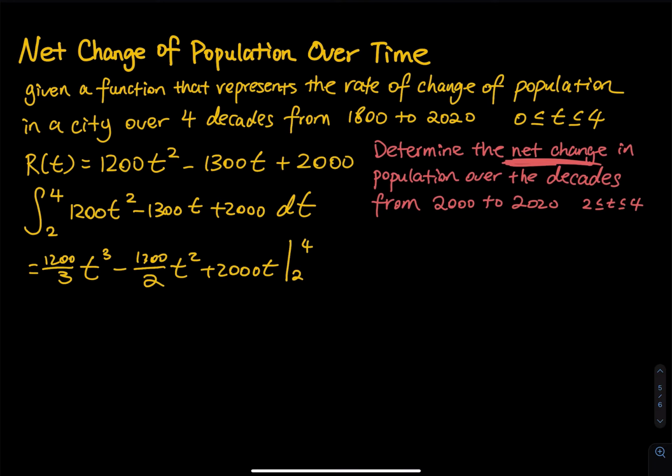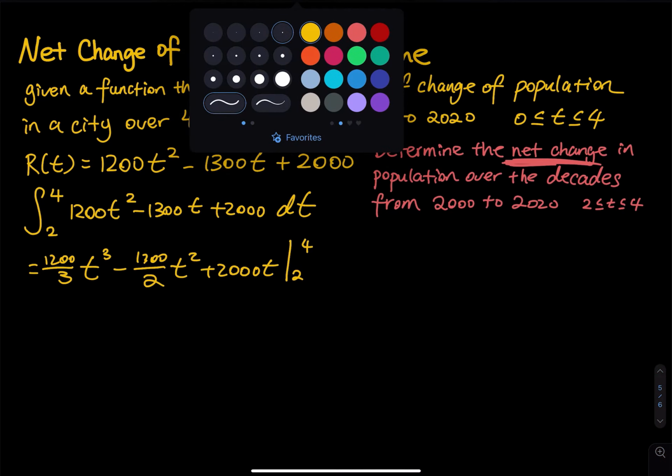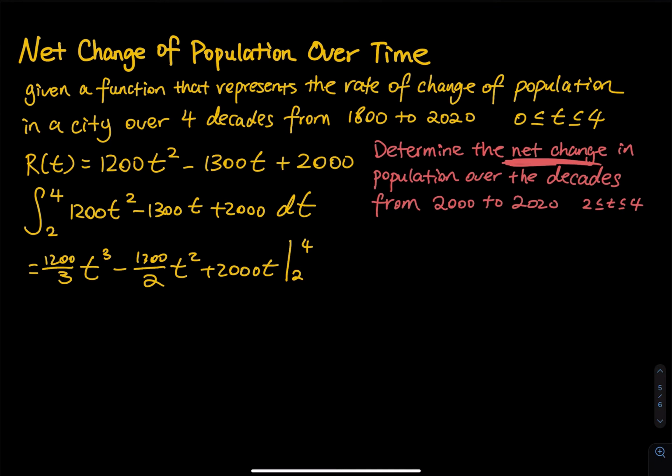Now, after you finish the integration, we obtain a function that tells me the population at a specific time. So let me put this in a different color. The R stands for rate of change, so for the population function, I will call that P of t. P of t equals 1200 divided by 3, so that is 400 t to the third, minus 650 t squared, plus 2000 t. This is the population function.